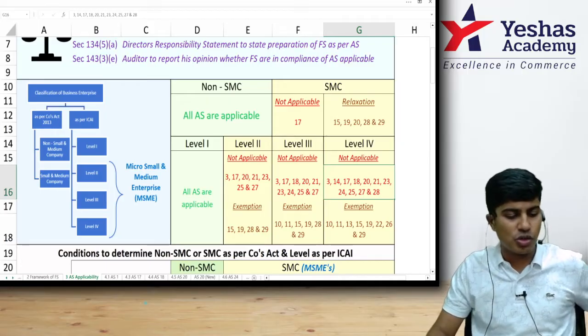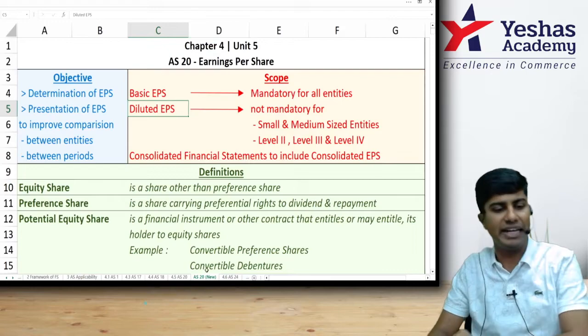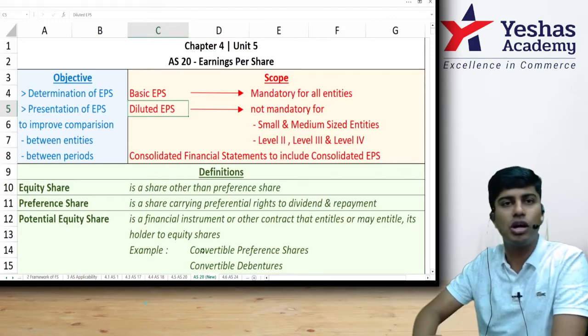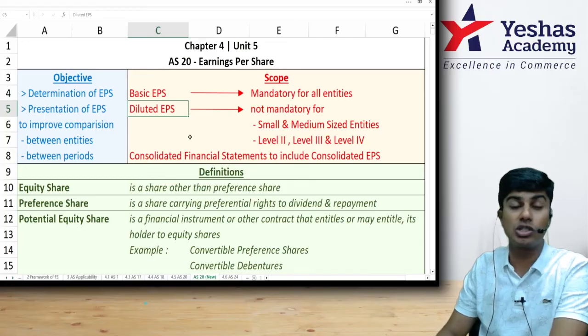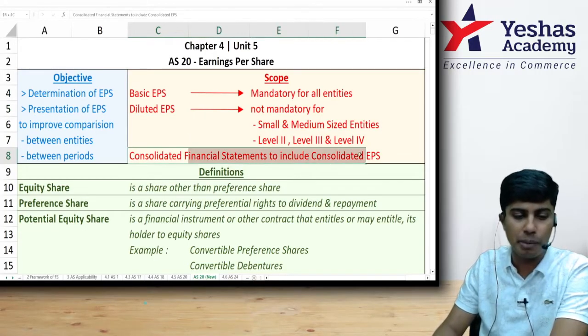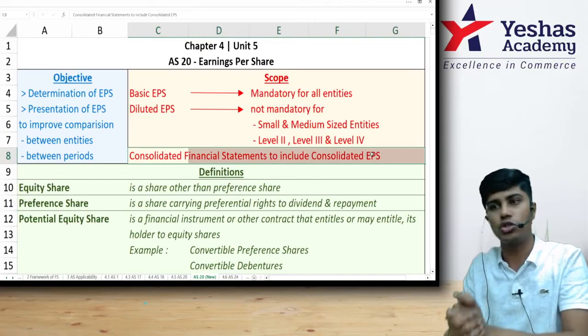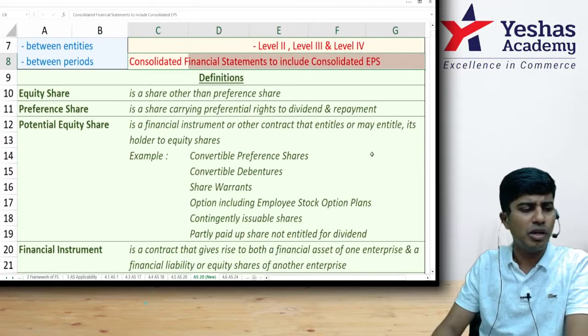Interesting. For those who have not seen this AS applicability, you can watch this video where it is covered in detail. Now let's anyways move back to accounting standard 20 earnings per share. And even when we prepare consolidated financial statements according to accounting standard 21, we have to still compute our EPS for the entire consolidated entity as whole. There are certain definitions that you can go through. I'll cover the important ones because this is a revision video.